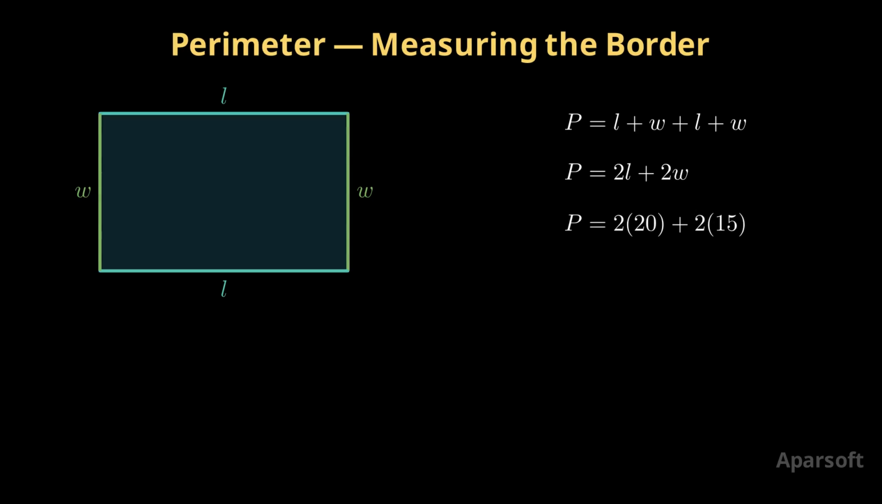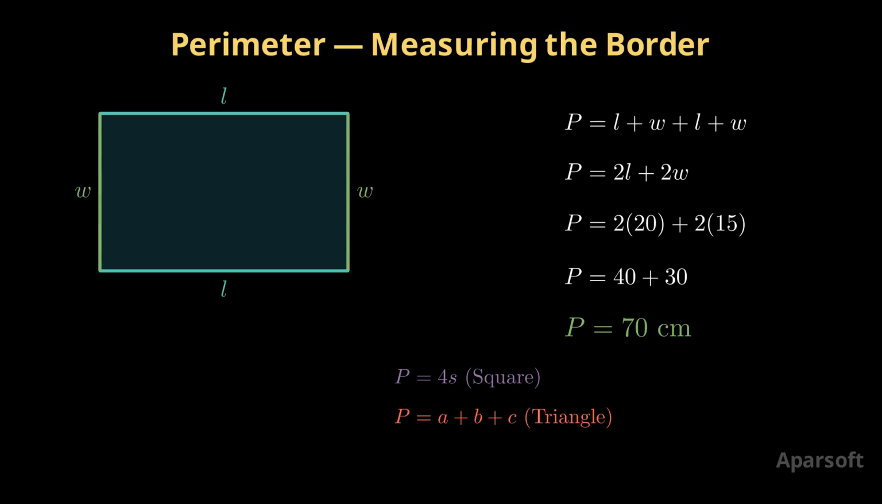Now let us try it with numbers. If the length is 20 centimeters and the width is 15, we substitute. P equals 2 times 20 plus 2 times 15. 2 times 20 is 40 and 2 times 15 is 30. 40 plus 30 equals 70 centimeters. For a square, all four sides are equal, so P equals 4S. And for a triangle with sides A, B, and C, P equals A plus B plus C.